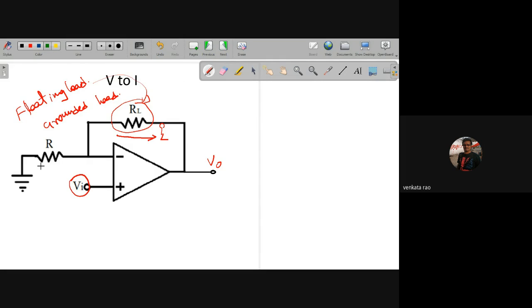Now let us assume this is current I1. This current is 0, we know that. Applying KCL here, the same voltage VI takes place here. I1 is entering, 0 is leaving, plus load current IL is also leaving. Now load current is I1 finally.